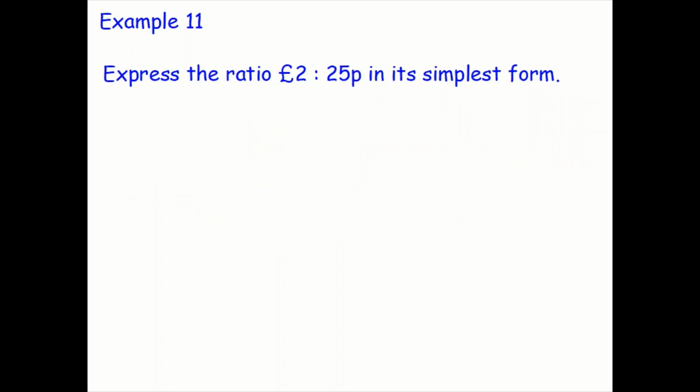Example number 11 says express the ratio £2 to 25p in its simplest form. The best thing to do here is to change both of these into the smaller unit. The smaller unit here is the pence. So change both into pennies. So this is 25p, and £2, of course, is 200p. And then you can simplify that nice and easily now.